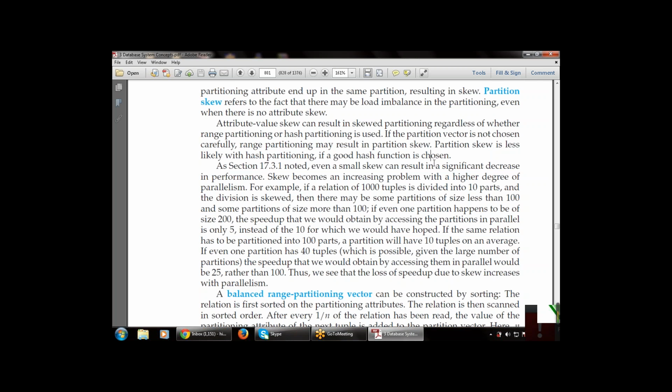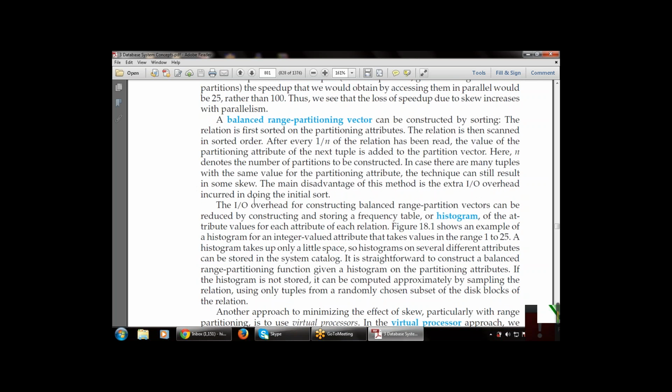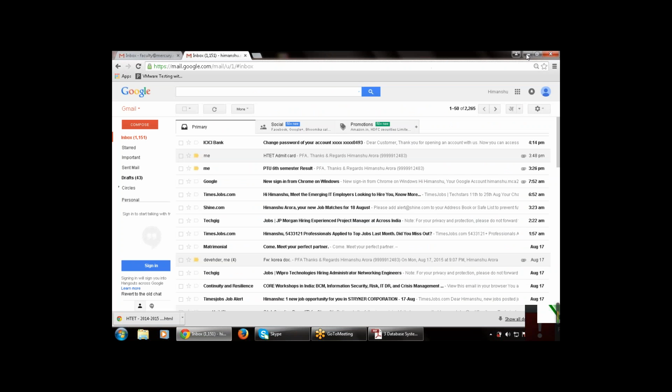A balanced range partitioning vector can also be constructed by sorting methods on the partitioning attributes. The input-output overhead for constructing a balanced range partition vector can be reduced by constructing and storing a frequency table or histogram in the database architecture.